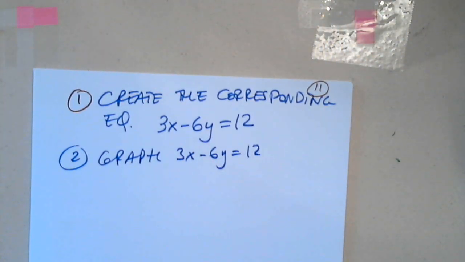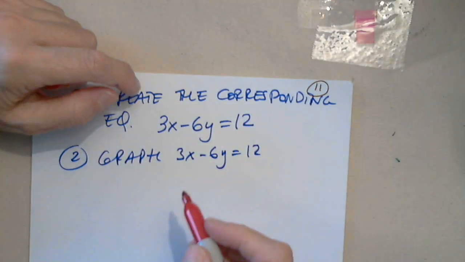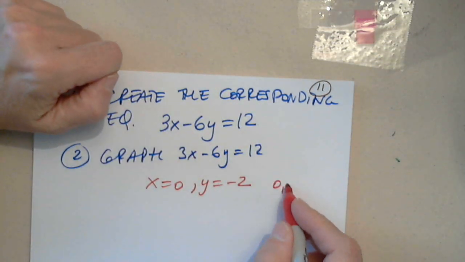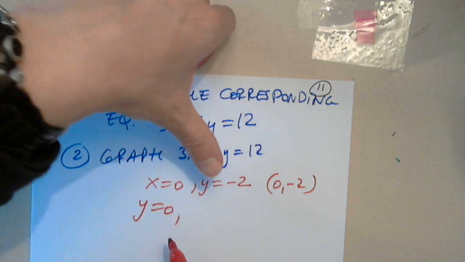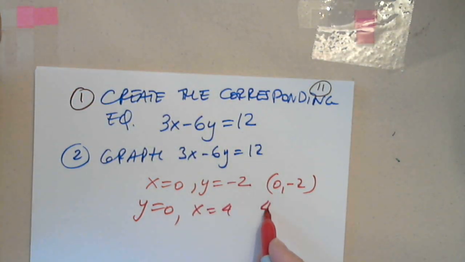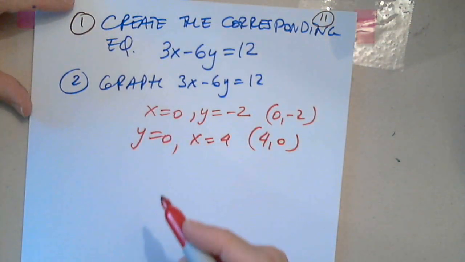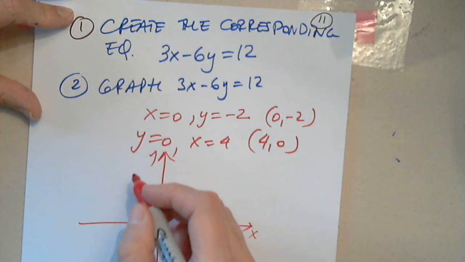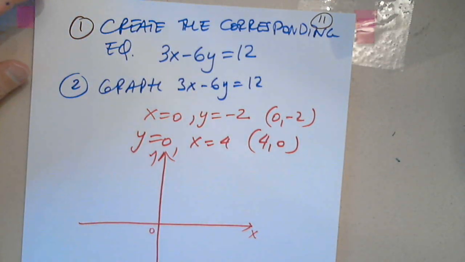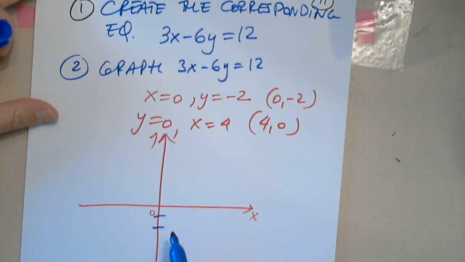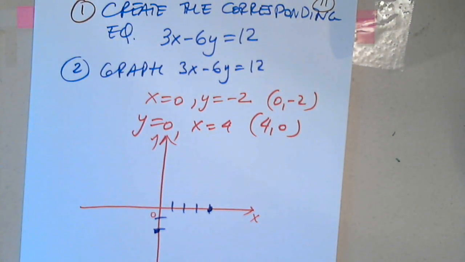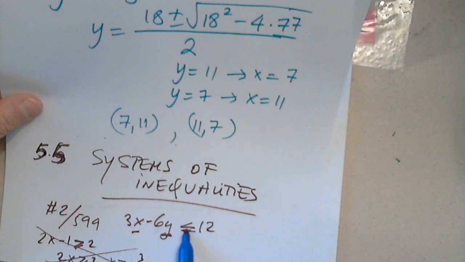Well, I know how to graph this. It's a linear function. I need the x and y intercepts. When x is 0, y is negative 2, so 0, negative 2. When y is 0, x is 4, so 4, comma 0. Okay, so I'll graph this. And I have 0, negative 2. Any questions? Stop me, please. And 4, comma 0.